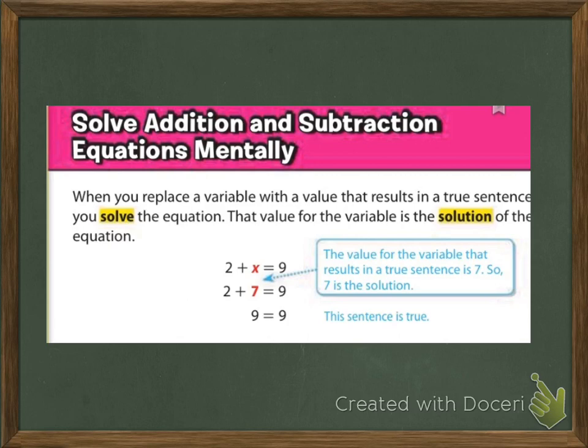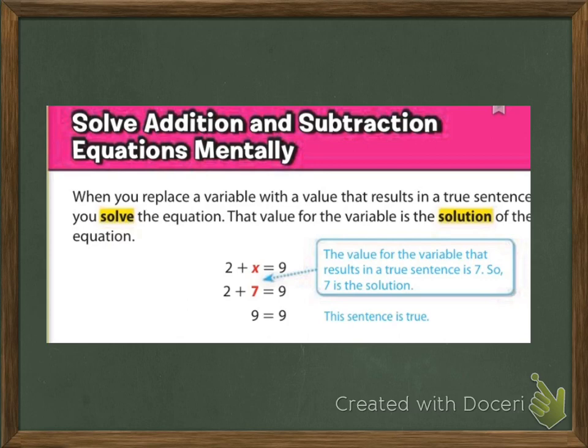Alright, so solving addition and subtraction equations mentally, when you replace a variable with a value that represents a true sentence, you solve the equation. So when we have variables like 2 plus x equals 9, we can do a guess and check and come up with the solution based on just replacing the variable with a number. So the value of the variable is the solution for the equation.